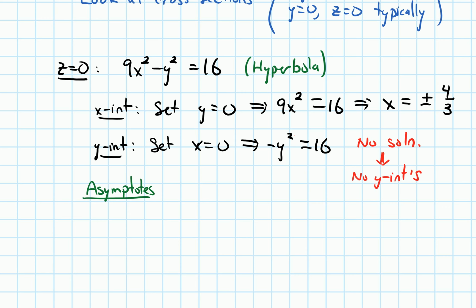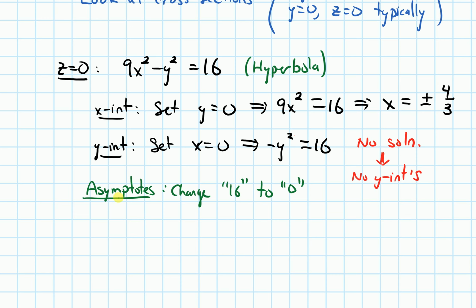So the way you find the asymptotes of a hyperbola when it's in this form is we change the number that's on the other side of the equation, so that doesn't have the variables. So we change that 16 to a 0.